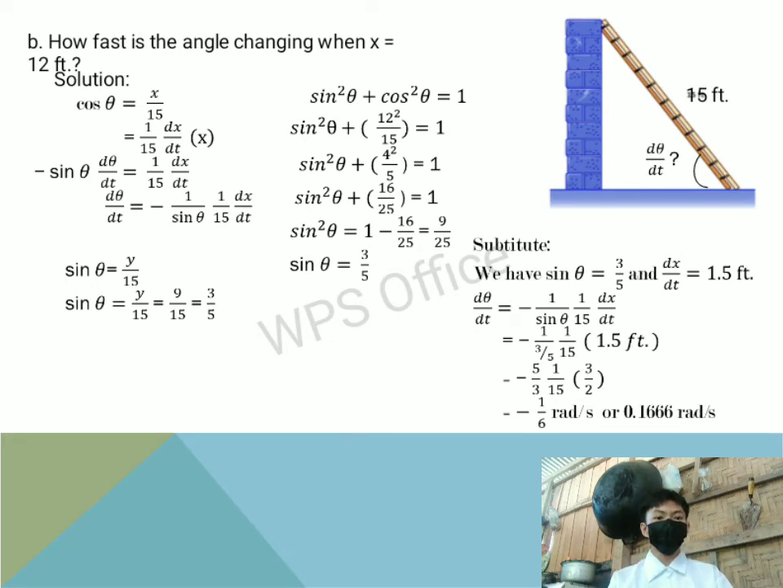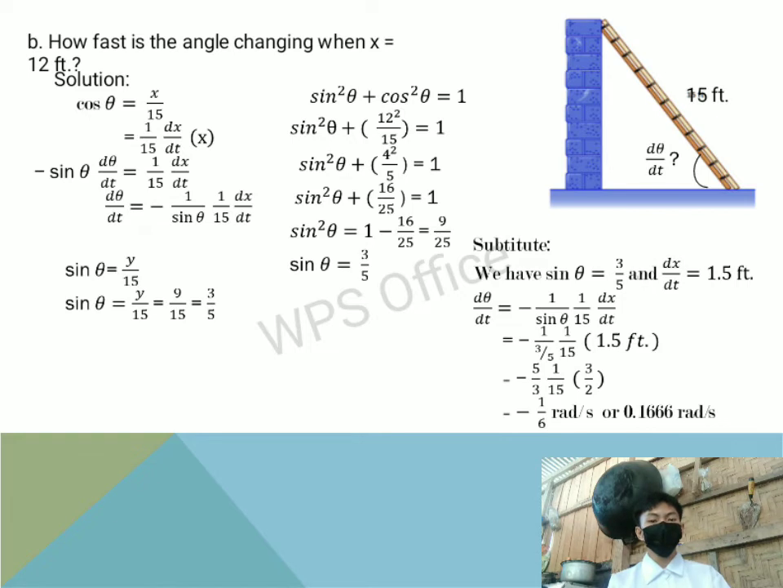So let's proceed to problem B. How fast is the angle changing when x is equal to 12 feet? In this problem, we need to use a trigonometric function. cos theta is equal to x over 15, so the derivative gives negative sin theta d theta over dt is equal to 1 over 15 dx over dt. Therefore, d theta over dt is equal to negative 1 over sin theta times 1 over 15 dx over dt.